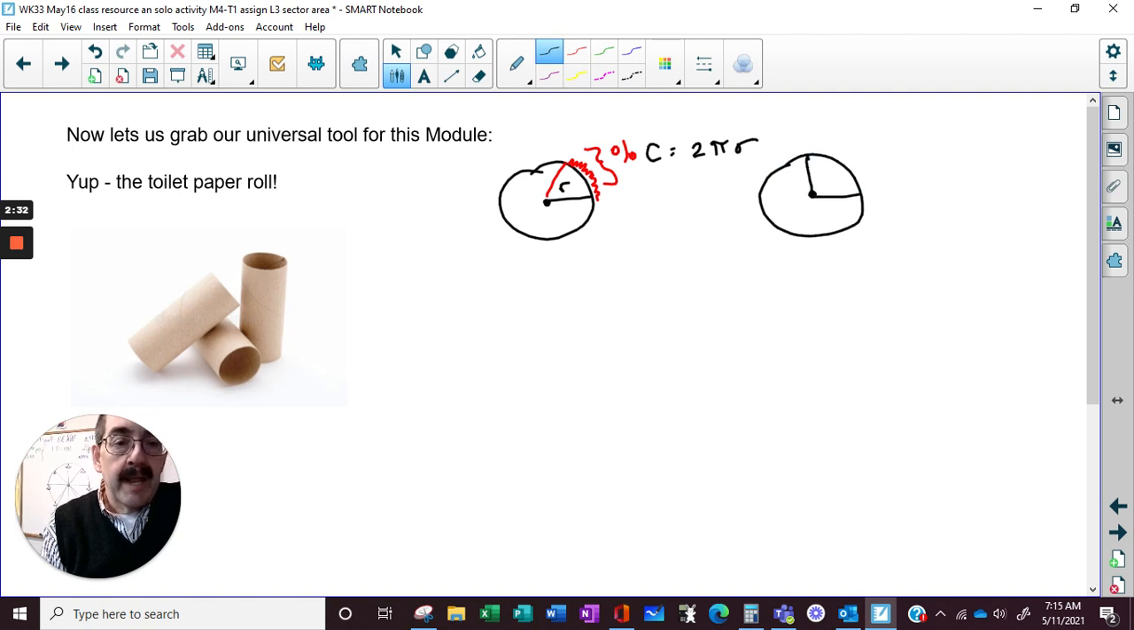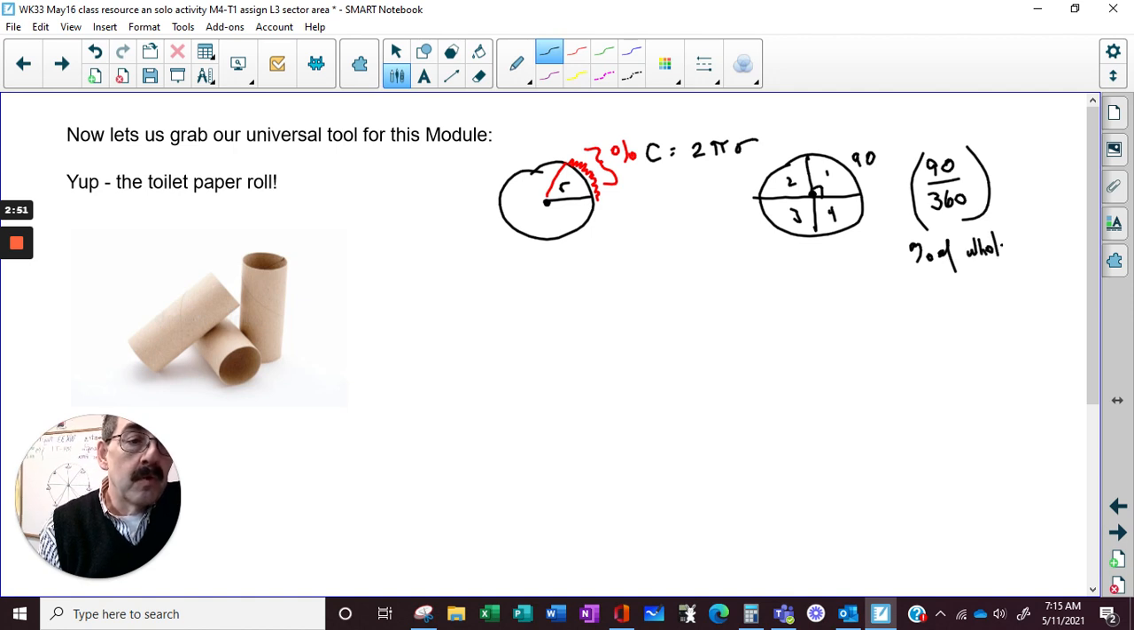As an example, let's say we had a 90 degree. You know that there's 4 of them, right? 1, 2, 3, 4. So we had 90 over 360, a percent of the whole circumference. Now, we have our toilet paper roll.